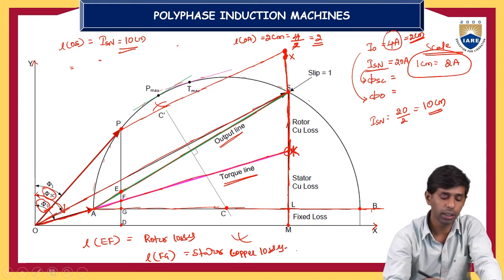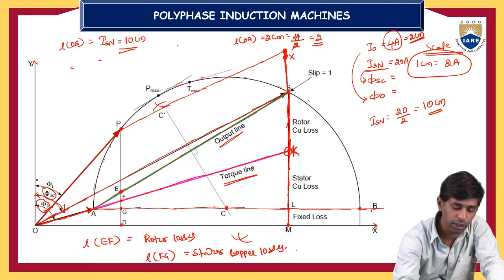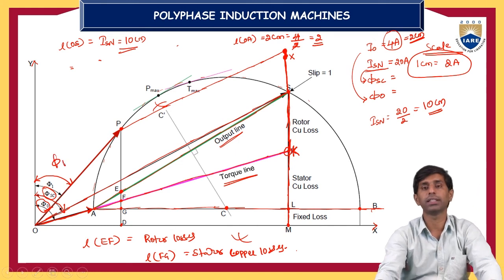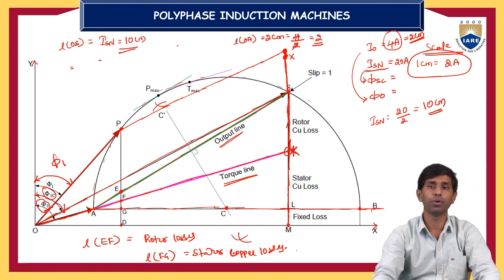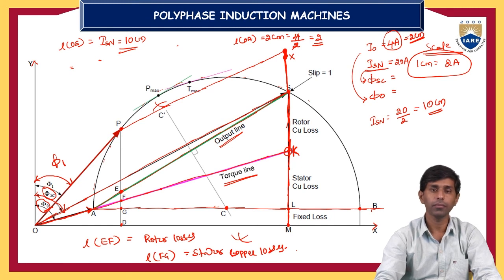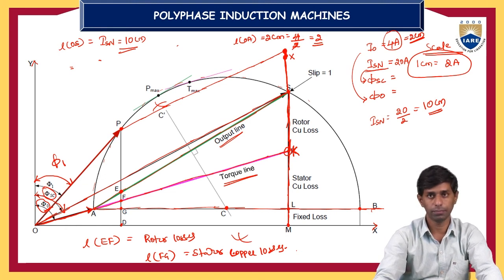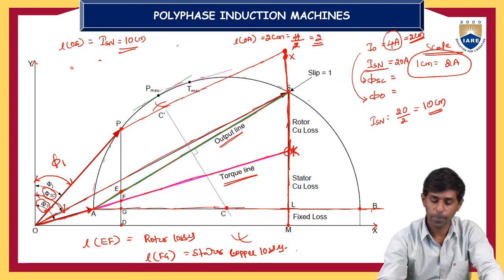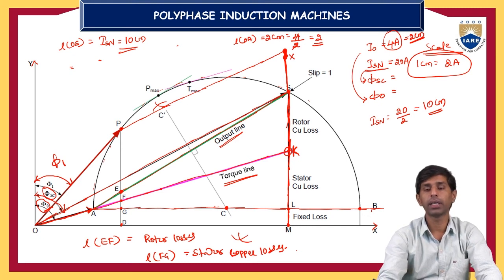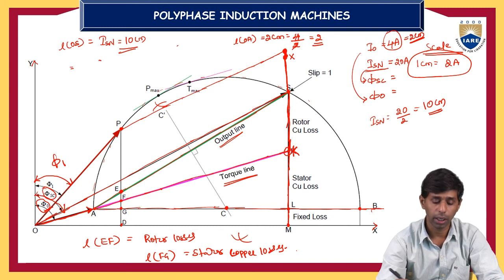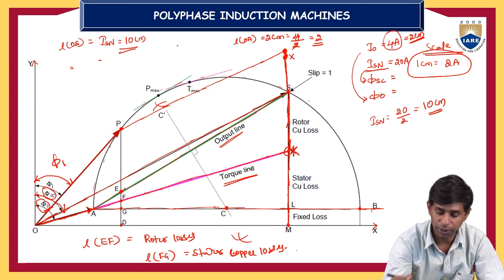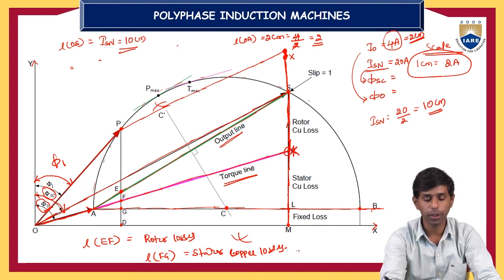The angle between the y-axis and OP will be phi 1, the phase angle for input power. Or you can also calculate the phase angle using a right angle triangle. So this is the case. We can find out the rotor copper losses, we can find out the stator copper losses, and the length of PE represents the output power.